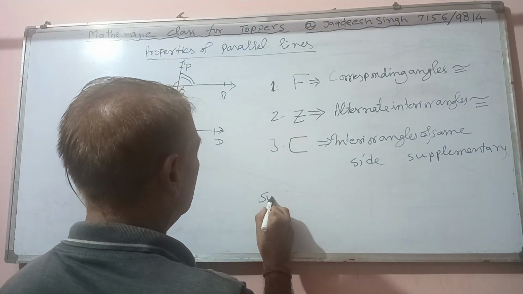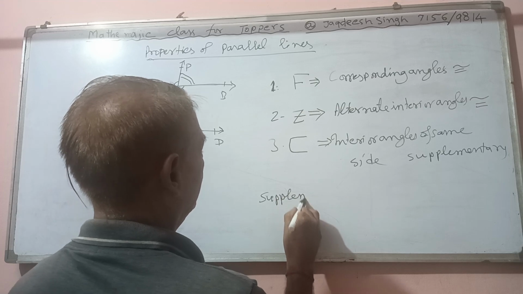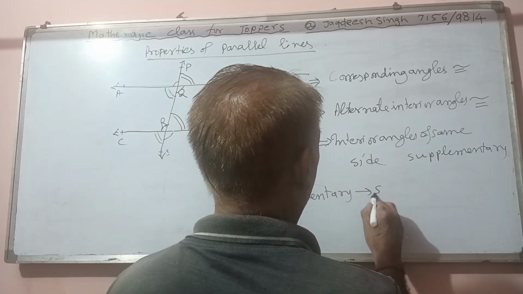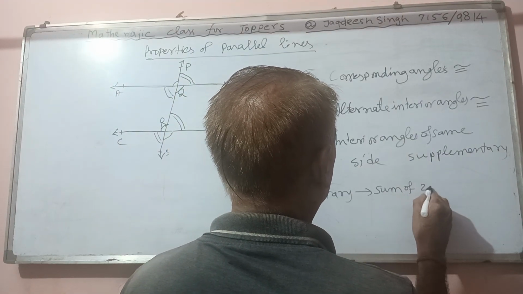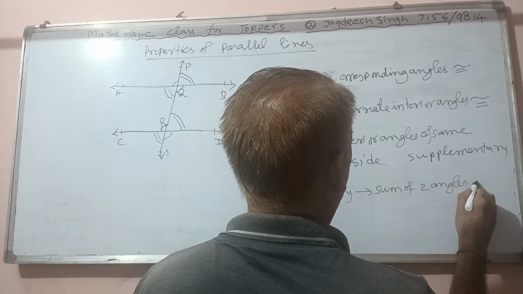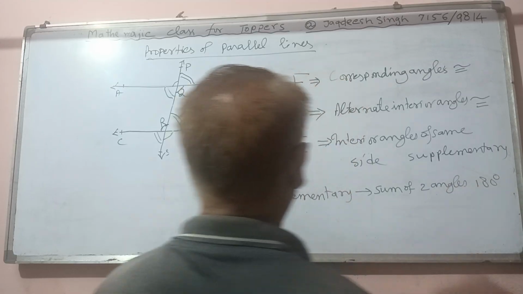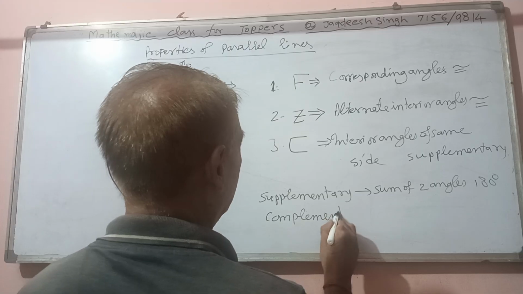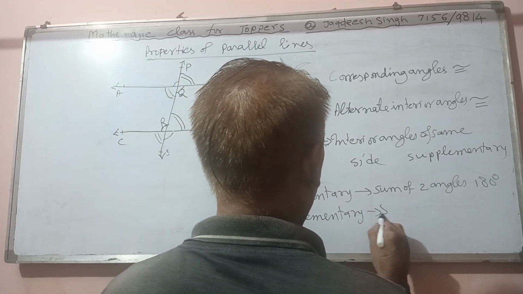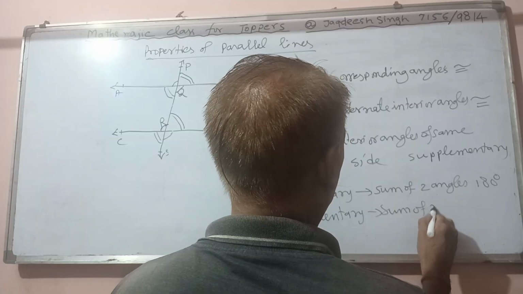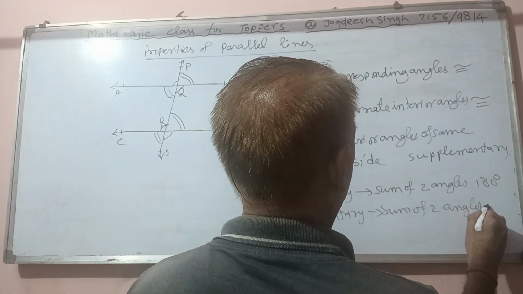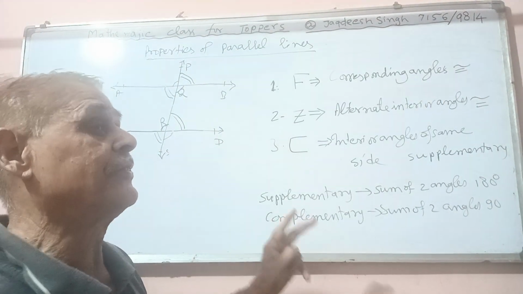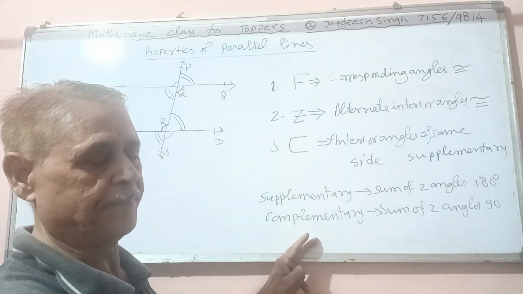Supplementary means the sum of two angles is 180 degrees, and complementary means the sum of two angles is 90 degrees. I am explaining supplementary and complementary both because it will become easy for you to remember.